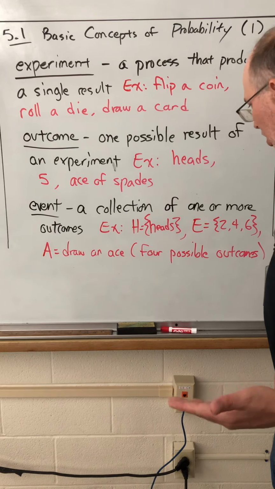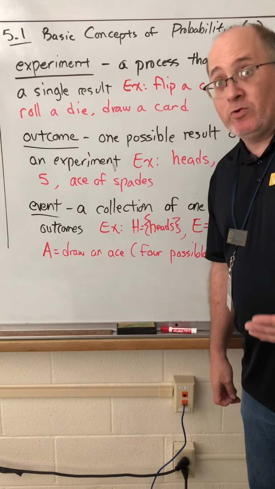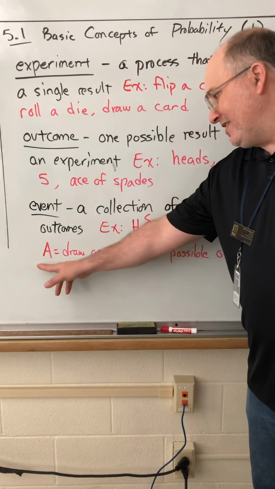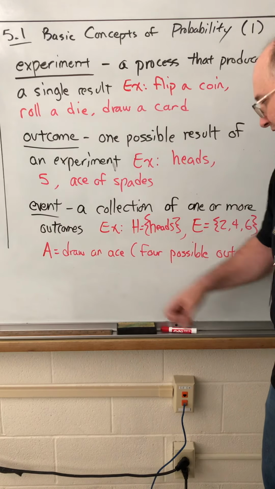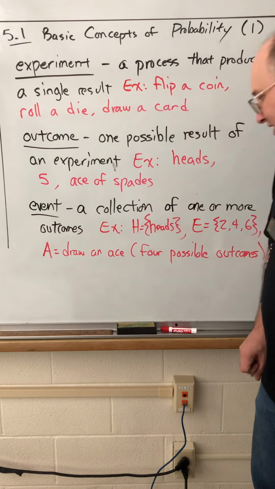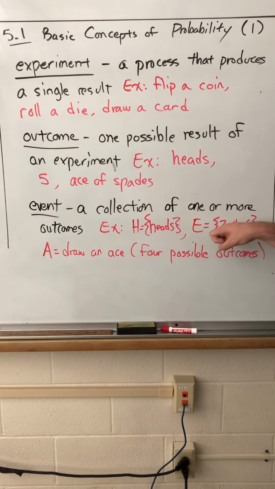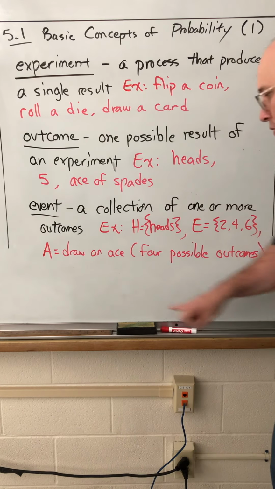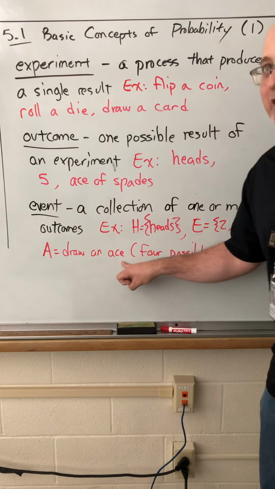Or if you draw a card, maybe the event that you're looking for is that you draw an ace. So we could say that A is you draw an ace. You'll notice that sometimes when you have an event, you can actually list the individual outcomes, such as I did here, or you can describe them by just saying something like draw an ace.